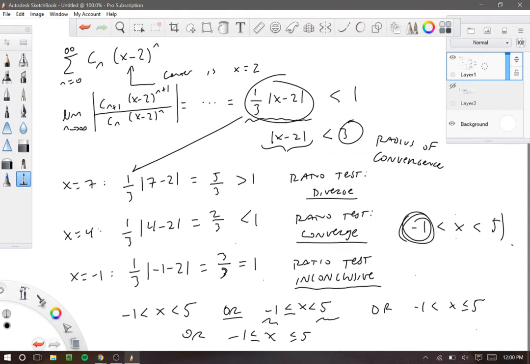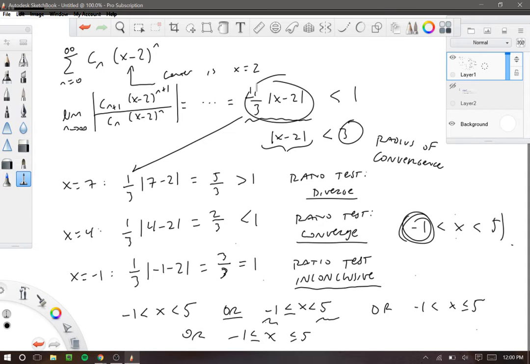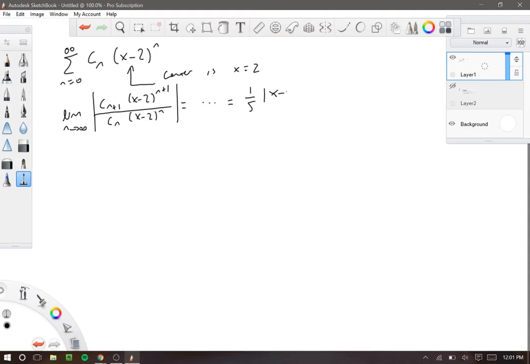I just don't know. So, just for fun, now let's pretend that something different happened. When we did the ratio test, let's say that we got 1/5 times the absolute value of x minus 2.